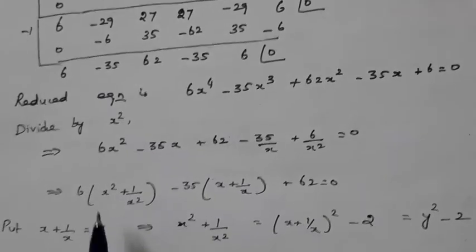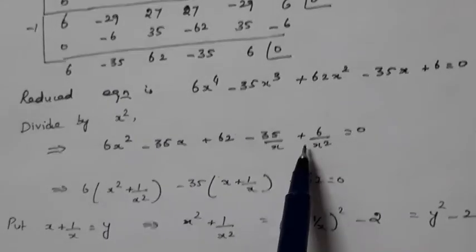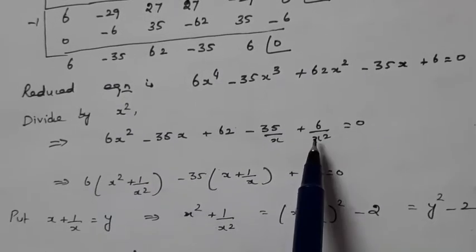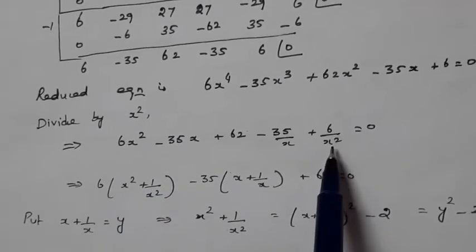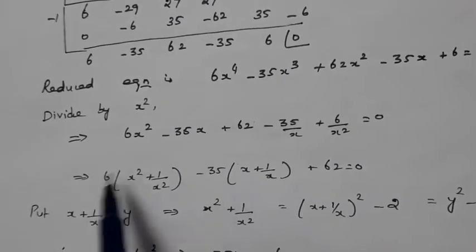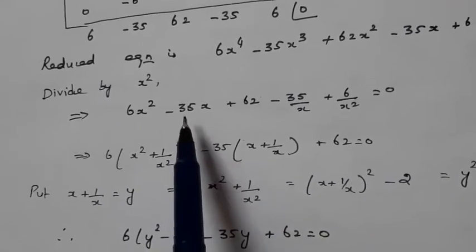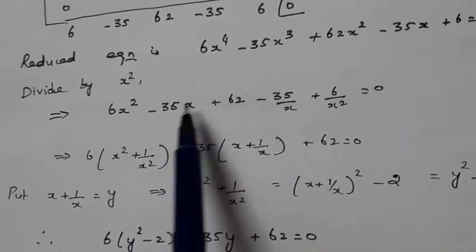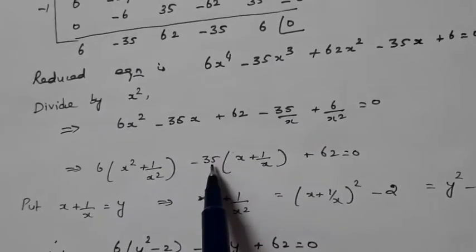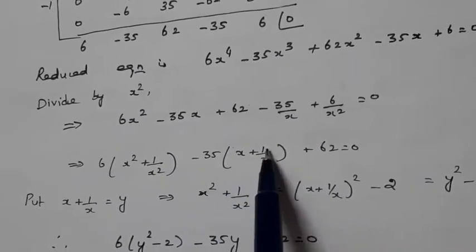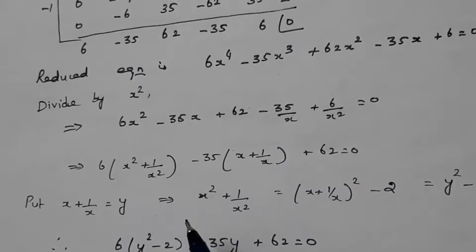Okay. Then let us group the terms having the same coefficients. So 6x squared and plus 6 by x squared, grouping these two, taking 6 outside, it will become x squared plus 1 by x squared. Similarly, let us group these two having the same coefficient. Taking minus 35 outside, it becomes x plus 1 by x, and plus 62 equal to 0.